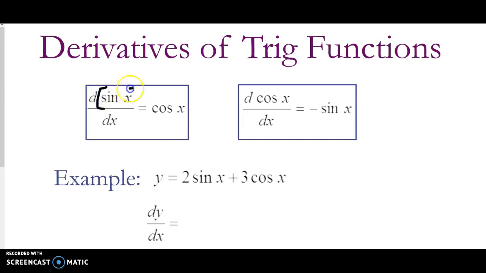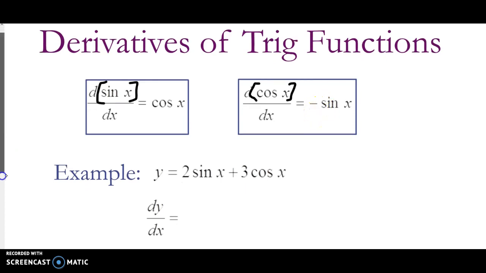So the derivative of sine of x is cosine of x. Weird. If you don't know why, think about the graph of sine of x and then think about its slope. It does make sense why the derivative of sine of x is cosine of x. The derivative of cosine of x is negative sine of x, okay? So just don't forget that negative there. That is something that people oftentimes forget.